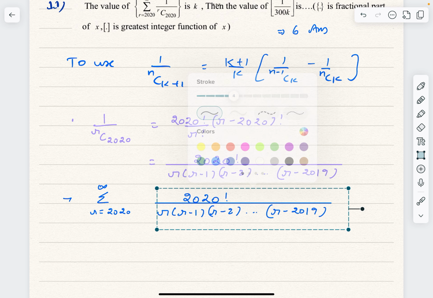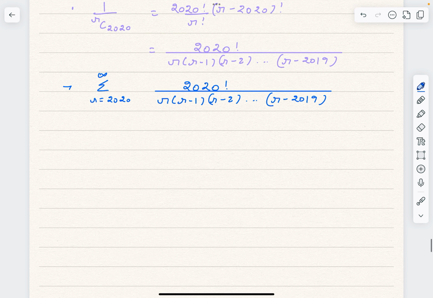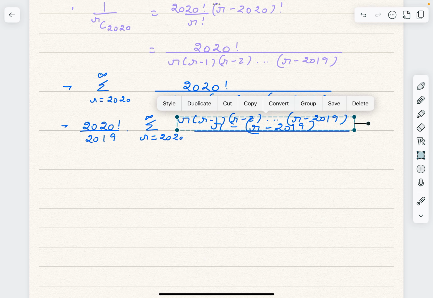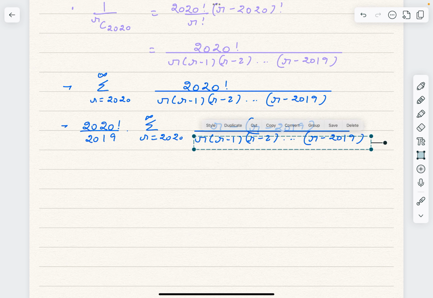Now these kind of things we do in sequence and series. What we can do is see the difference of first and last term is 2019. So I'll just multiply and divide by 2019. So 2020 factorial outside, 2019 outside. We can write this as summation r from 2020 to infinity, 2019 I'll write as r minus (r minus 2019), and the denominator will be same. Now you split them, so 2020 factorial by 2019.